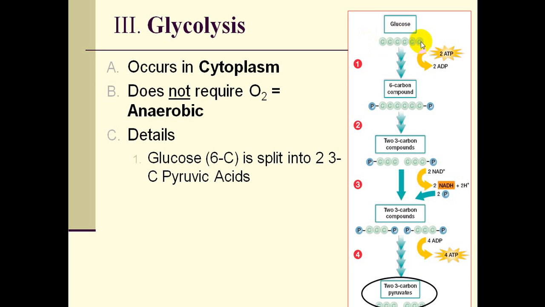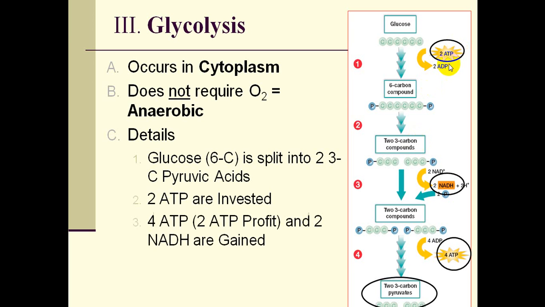First of all, glucose, you know, is a 6-carbon molecule, and it gets split into two 3-carbon compounds. And these 3-carbon compounds will eventually get turned into 2 pyruvates. Pyruvates are also 3 carbons. Now, this process requires 2 ATP. We have to spend it, okay? We have to invest some ATP. In the end, though, we make 4 ATP.